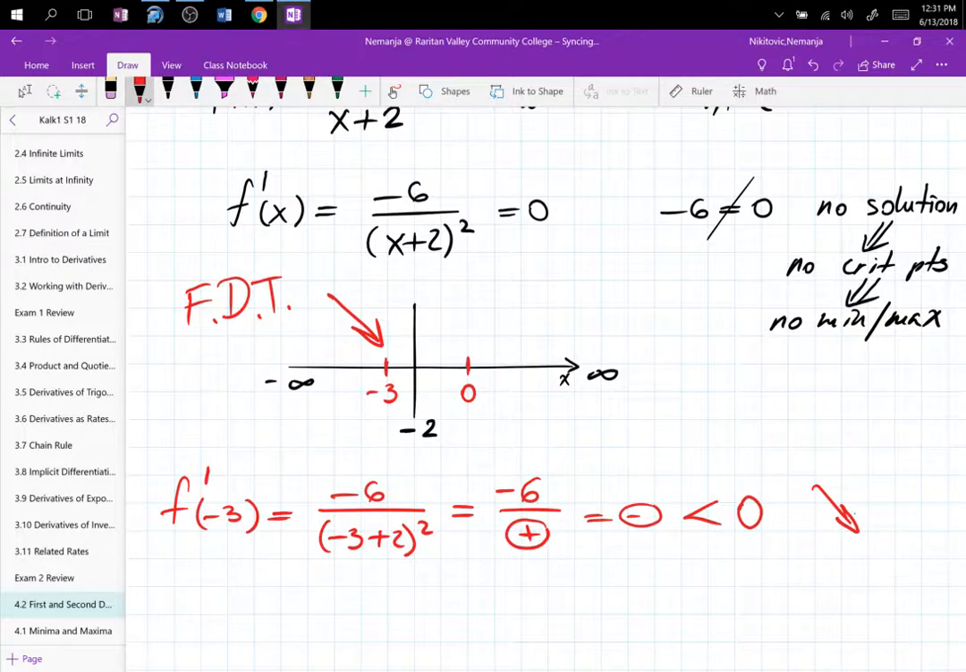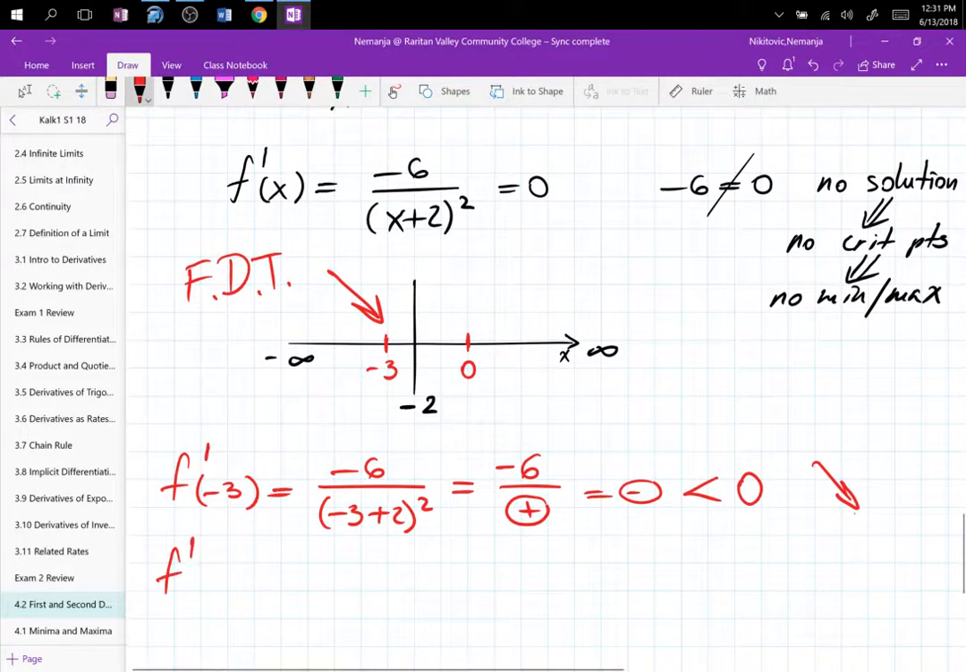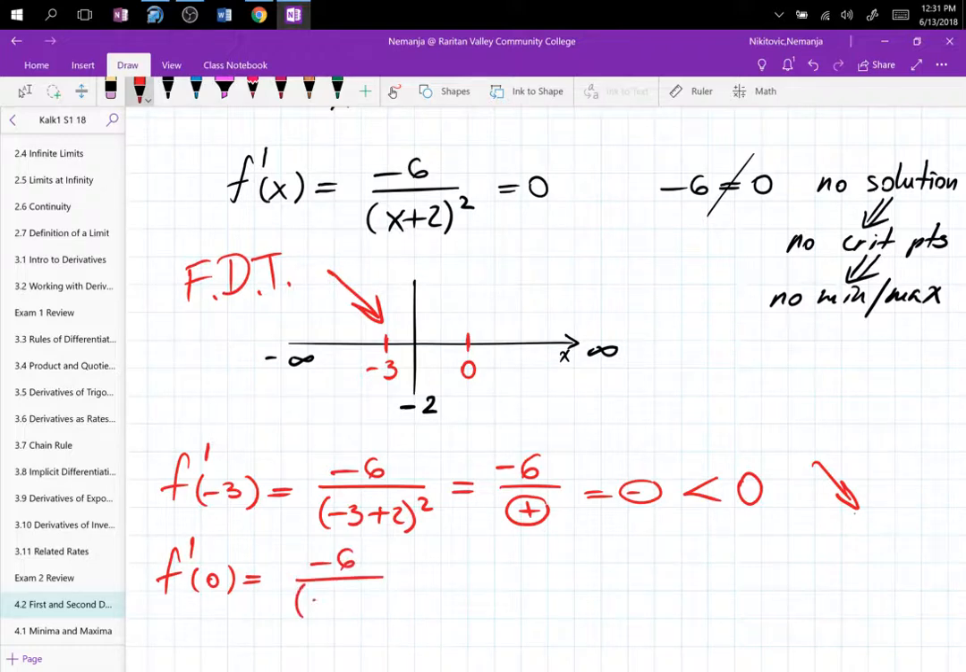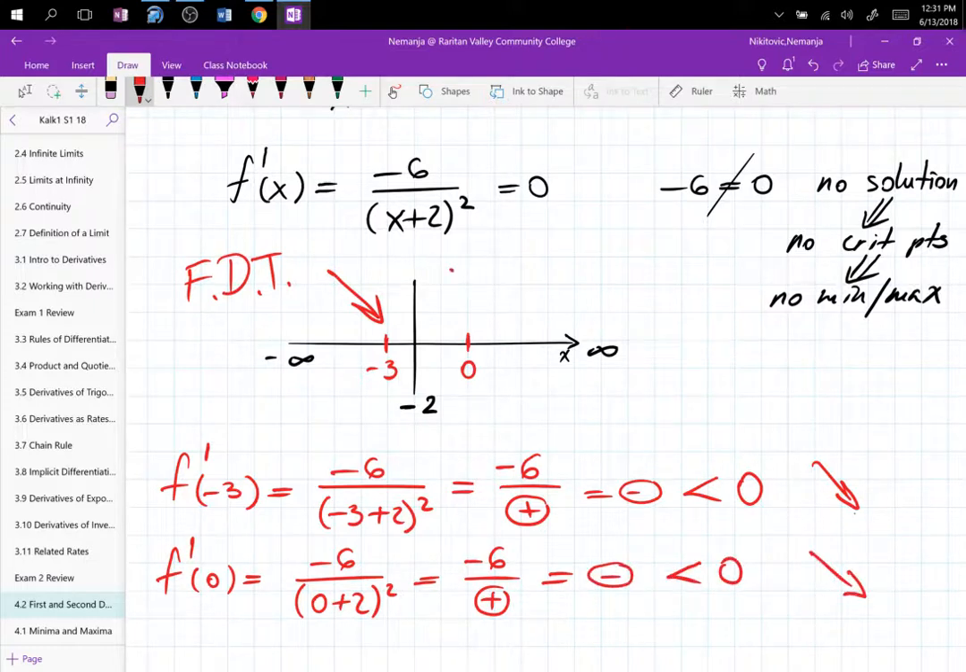And we move on to the next calculation. At 0, I have -6 divided by (0 plus 2) squared. I know, easy to compute, but I don't care. It's -6 divided by a positive number. Negative divided by a positive is negative. That's less than 0, another decrease.